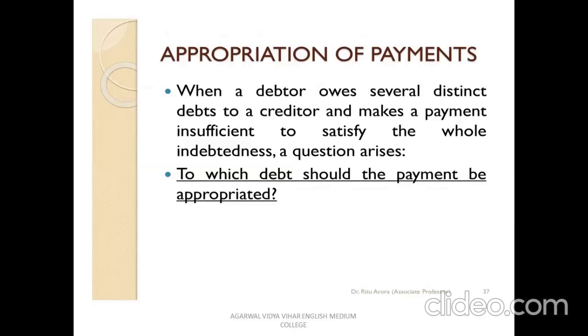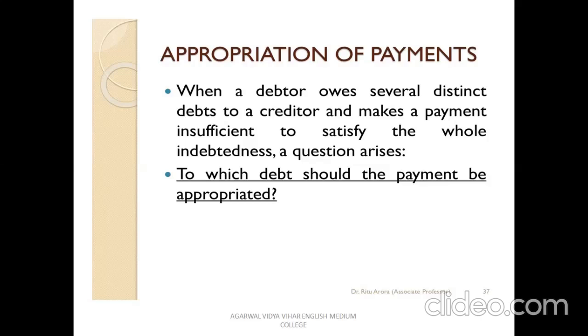The second method is that if the debtor has not given any instruction, then the banker has to decide which debt the banker wants to settle first. Clear? The banker has to take the decision according to the benefit from the banker's point of view. So now the banker has to take the decision. This is the second method.